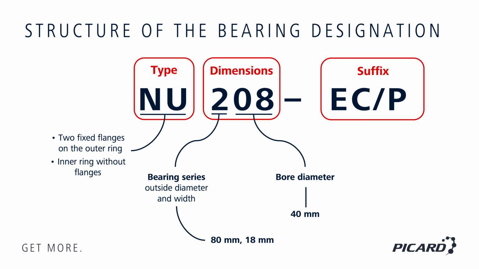The designation is completed by the suffix EC/P. EC stands for an optimized internal design incorporating more or larger rollers and with modified roller end/flange contact. P denotes a glass fiber reinforced PA66 cage, roller centered.